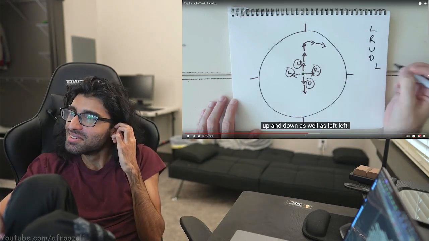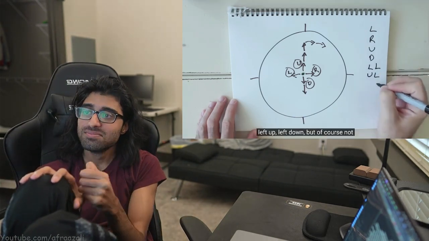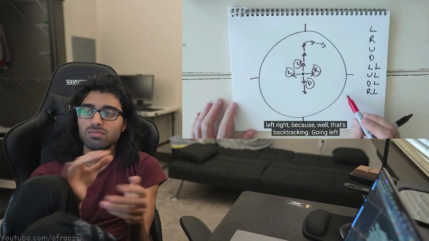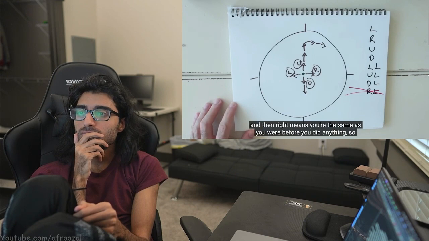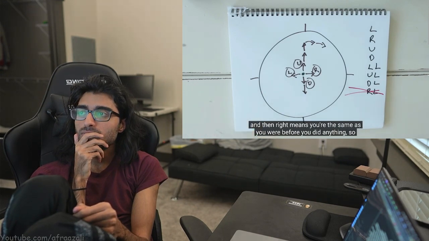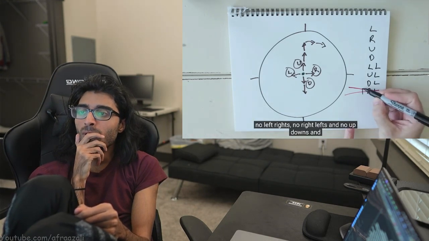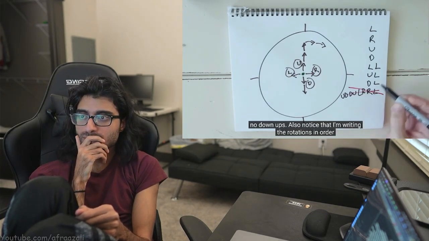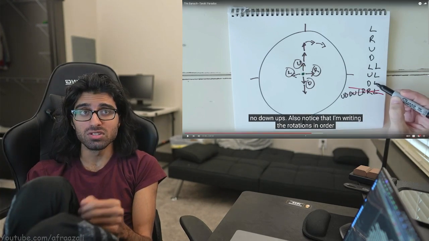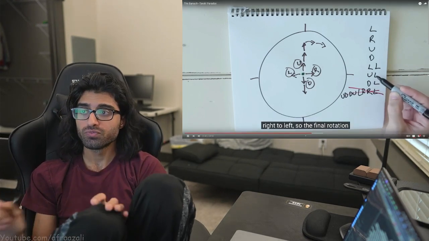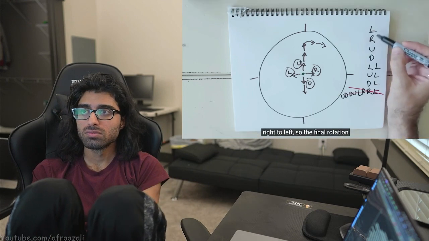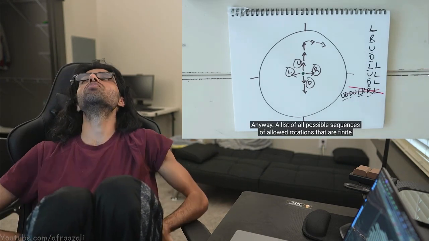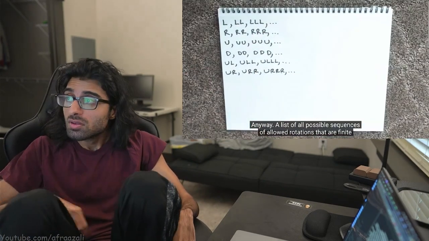Down, as well as left, left up, left down, but of course not left right, because that's backtrack. Left and then right means you're the same as you were before you did anything. So no left rights, no right lefts, and no up downs, and no down ups. Also, I'm writing the rotations right to left. So the final rotation is the leftmost letter. That will be important later on. Anyway, a list of all possible sequences of allowed rotations.